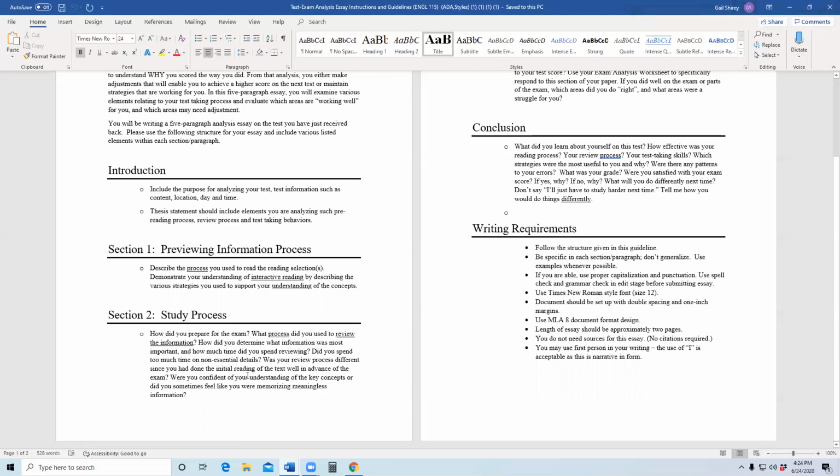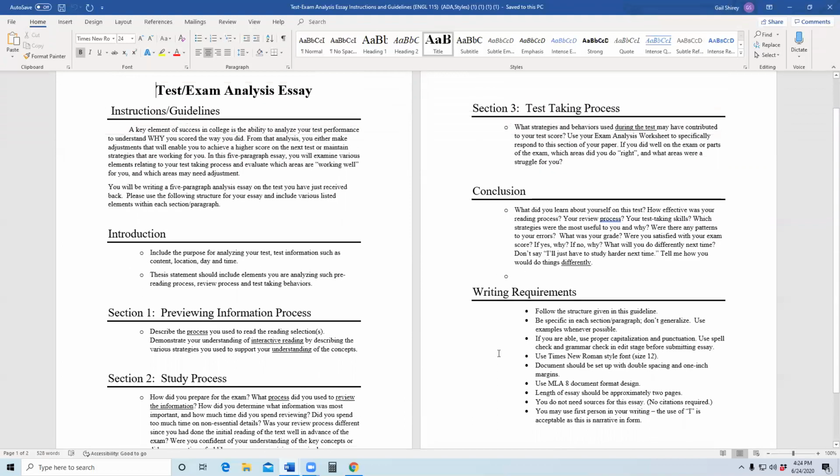Did you spend too much time on details? What did you do? Did you write flashcards? Did you write out notes? Did you review with someone? What items did you do? And address all of these in section 2.